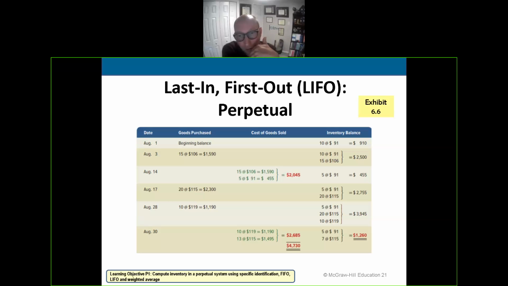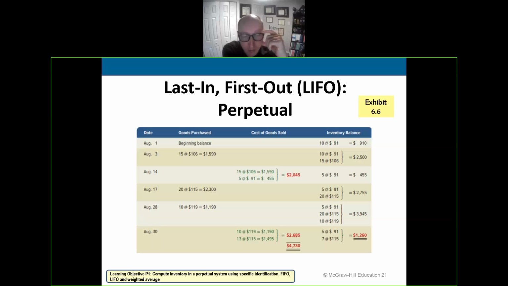And then I'll sell whatever the balance is from my beginning balance, to get up to the 20 bikes that I sold on August 14th. Take a look at the cost of goods sold. It's $2,045. Obviously, that's different from first in, first out. Our remaining balance is 5 at 91 bucks because, again, last in, first out. Gives me inventory balance of 455.